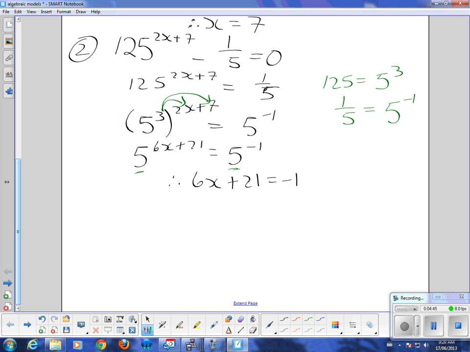And now we're just solving a simple linear equation. We're going to subtract 21 from both sides. So 6x equals -22. Divide both sides by 6. So x equals, and you can either change it to a decimal or you can leave it as a reduced fraction. I'm going to do a reduced fraction to save me a little bit of time. 2 goes into both of them, so negative 11 over 3.